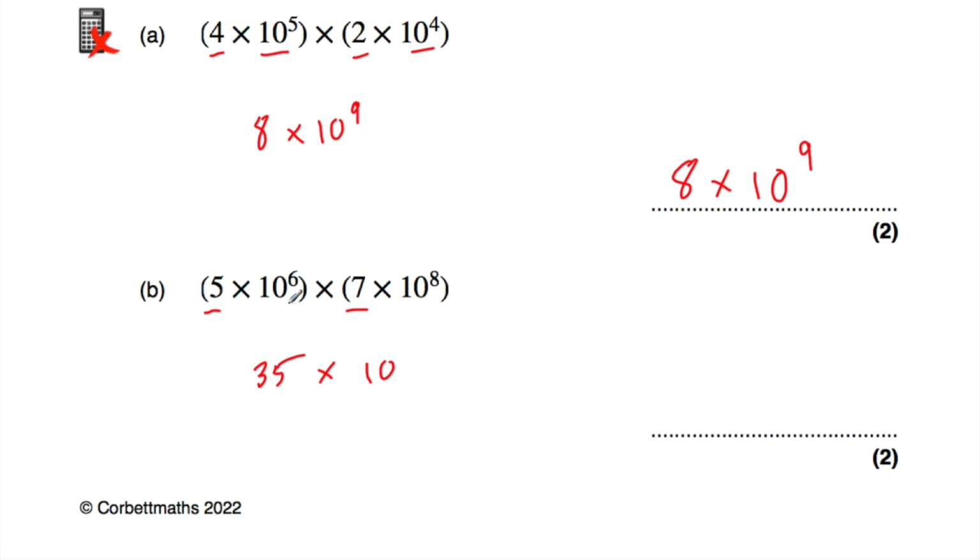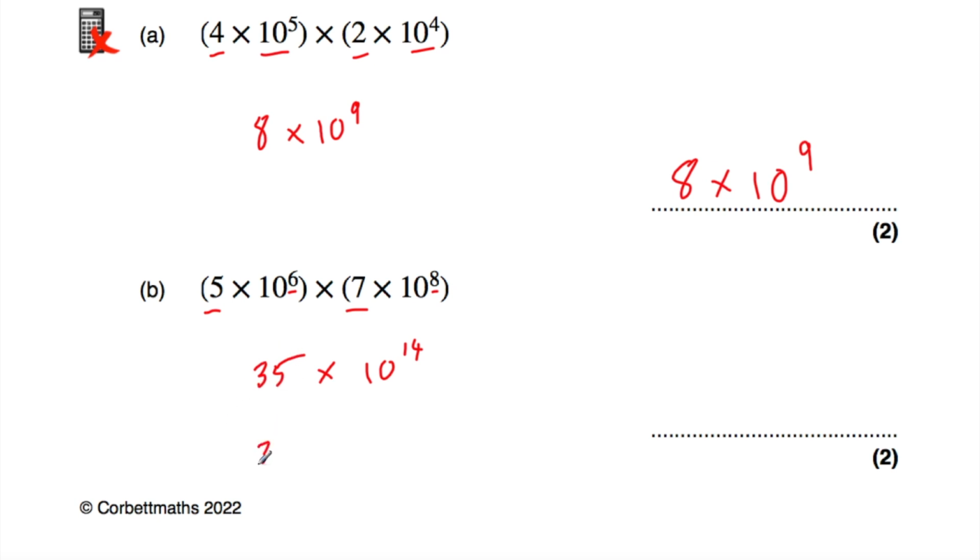And now we've got 10 to the power of 6 times 10 to the power of 8. So we're going to add the powers together. And 6 plus 8 is equal to 14. So it'll be times 10 to the power of 14. Now we're almost there. 35 times 10 to the power of 14. It's almost like standard form, but this number needs to be between 1 and 10. It needs to be bigger than or equal to 1, but less than 10.